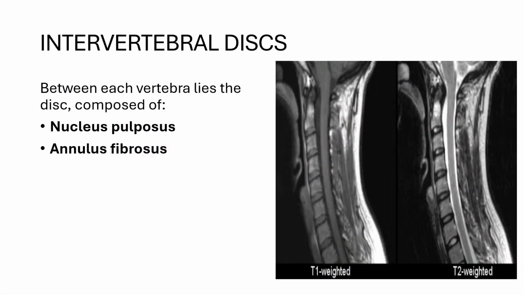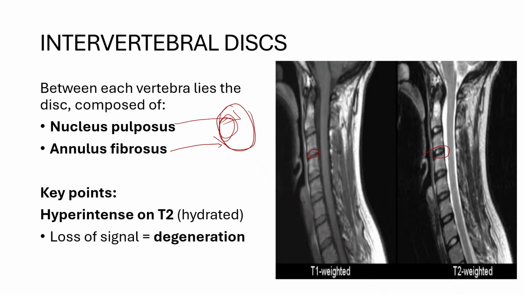Intervertebral discs are the shock absorbing structures that lie in between each vertebra. These are the intervertebral discs. This is the T1 and T2. Its central part is the nucleus pulposus, whereas the peripheral part is the annulus fibrosus. So peripheral is the annulus fibrosus and central is the nucleus pulposus.